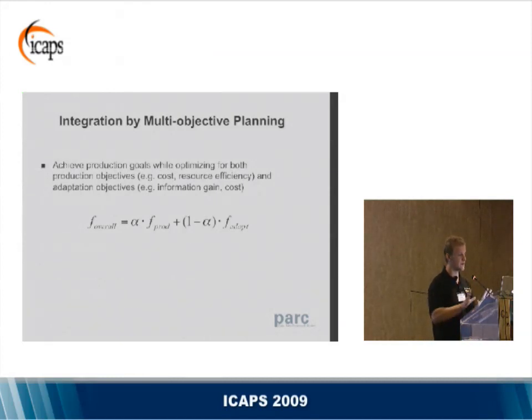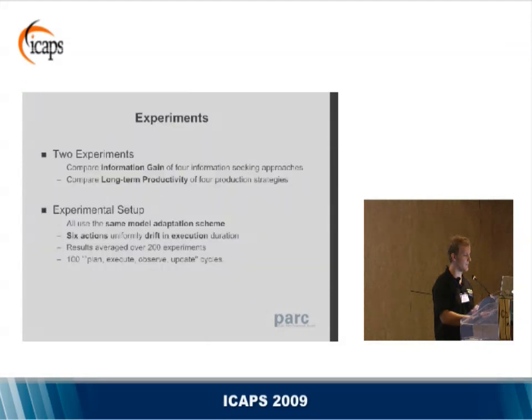After we did this, we use the best first search, and that will guide us through the search space. The way we get these two things together is by multi-objective planning, where we have one objective for production and one for adaptation, and the alpha is the health index, which tells you how bad you're doing in terms of uncertainty and how much more you want to do.